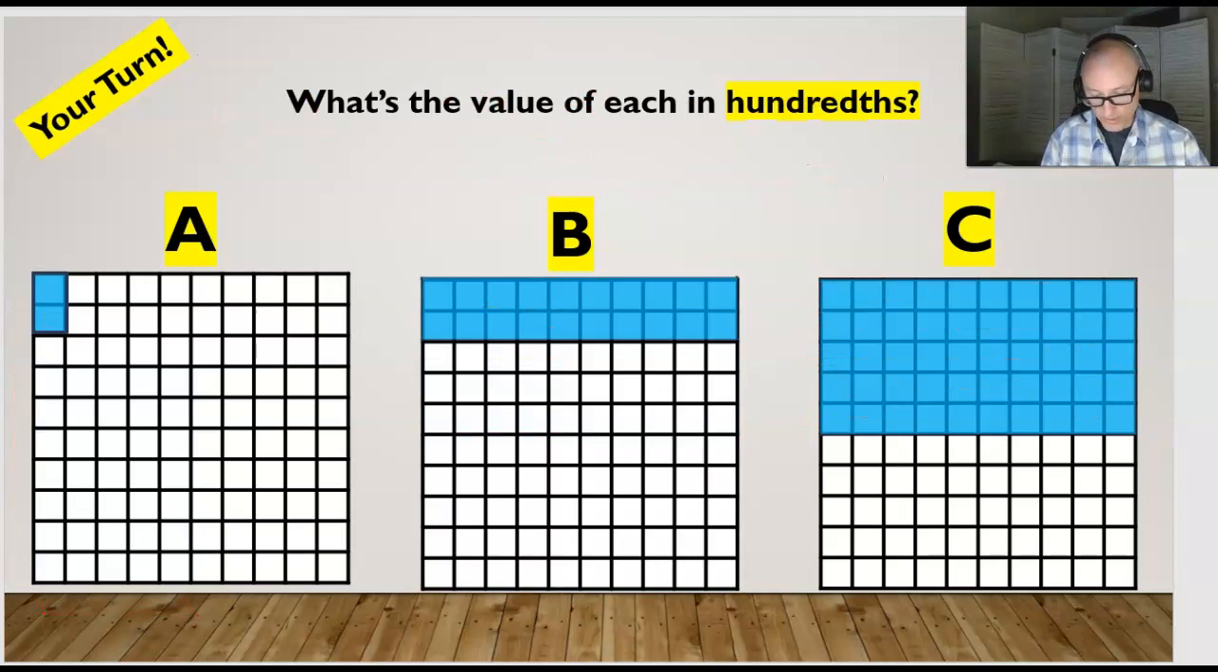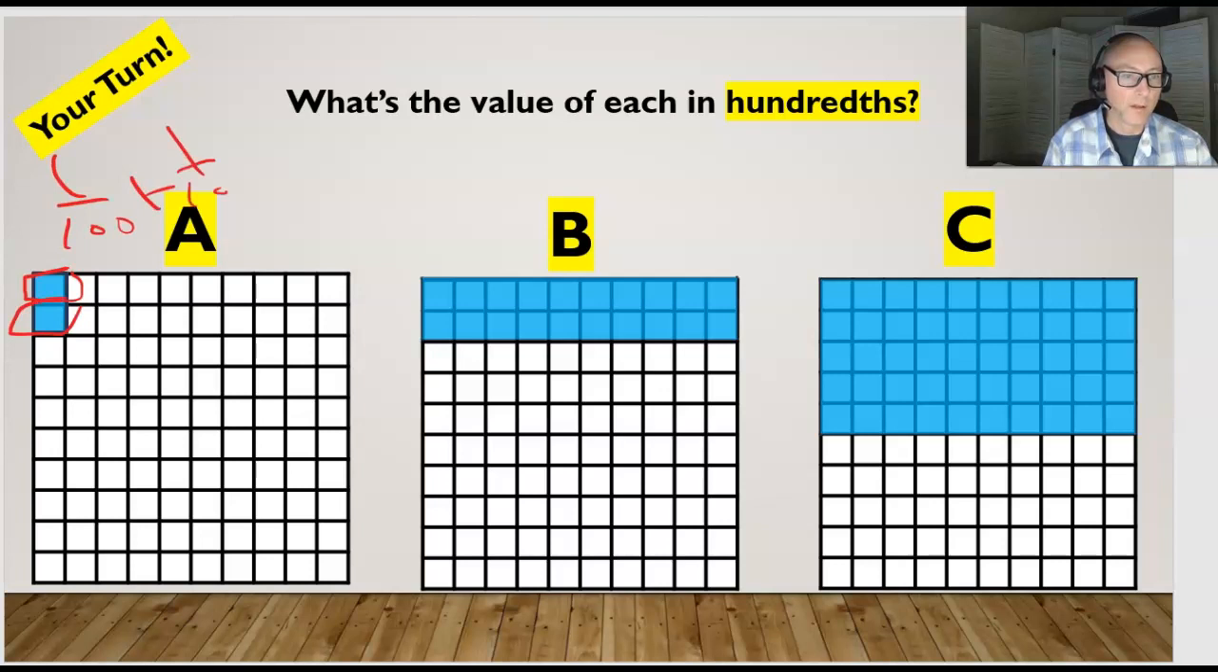What is the value of each in hundredths? Well, remember the little piece is a hundredth. So that's 1/100 plus another 1/100 equals 2/100. So this is 2/100.